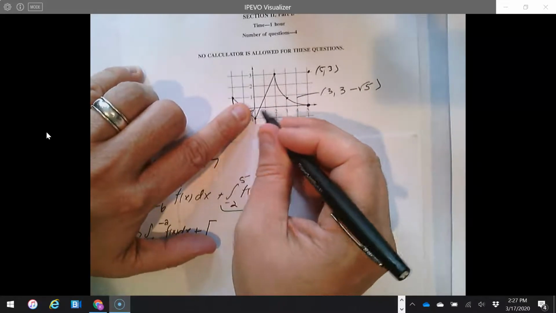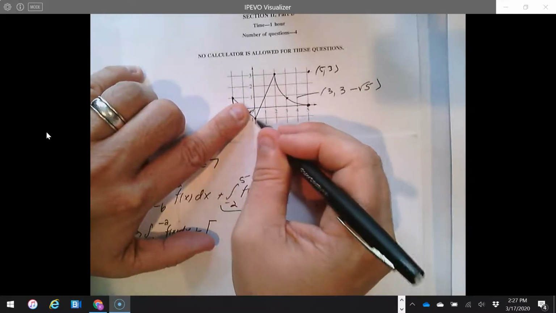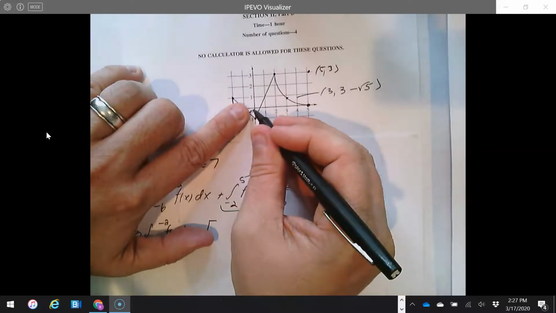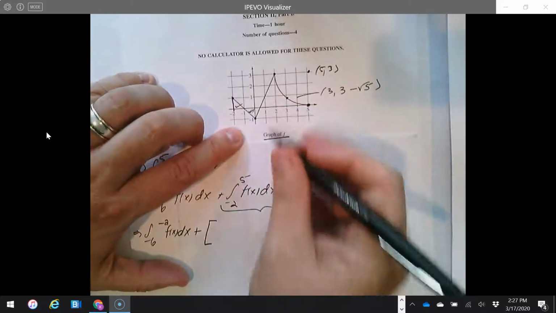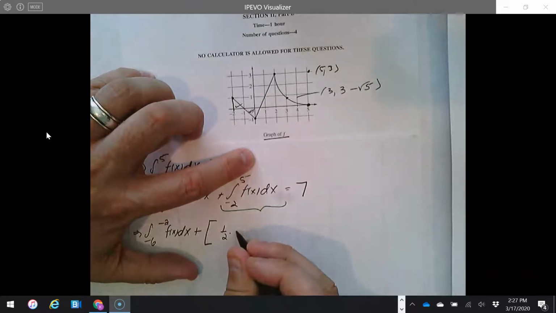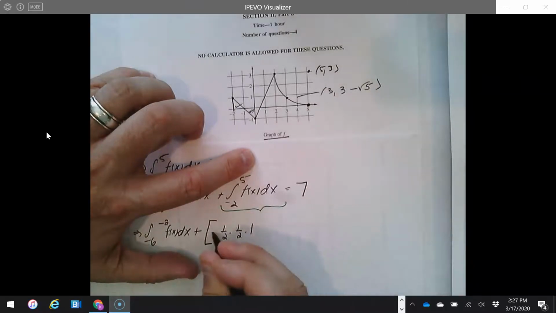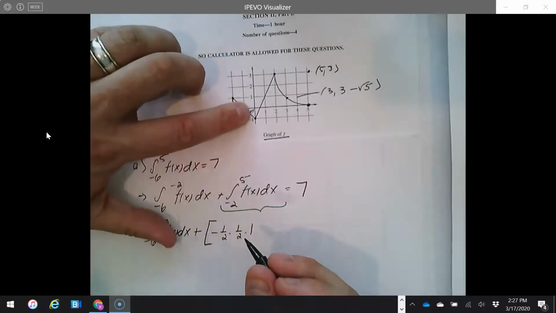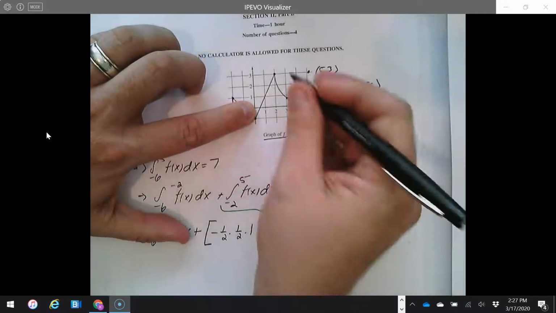This little triangle below the x-axis has a height of 1. It looks to have a base of 1/2, and it's below the x-axis, so I'm going to say 1/2 times my base times my height. Keep in mind that's all negative. That gets me that area.